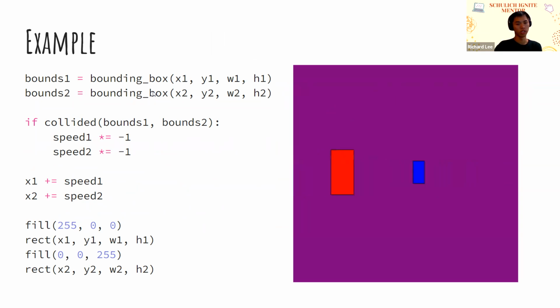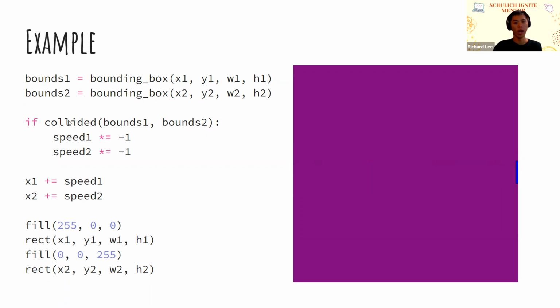Basically, all we have to do here, you see our bounding boxes, I have x1, y1, width 1, height 1. Instead of having hard-coded numbers, I have variables that go inside there. And these variables, of course, just match up with the rectangles that you see down there. So if you know how to draw a rectangle, you know how to create a bounding box. If you know how to make a rectangle move, you know how to make a bounding box move. All you have to do is copy the numbers.